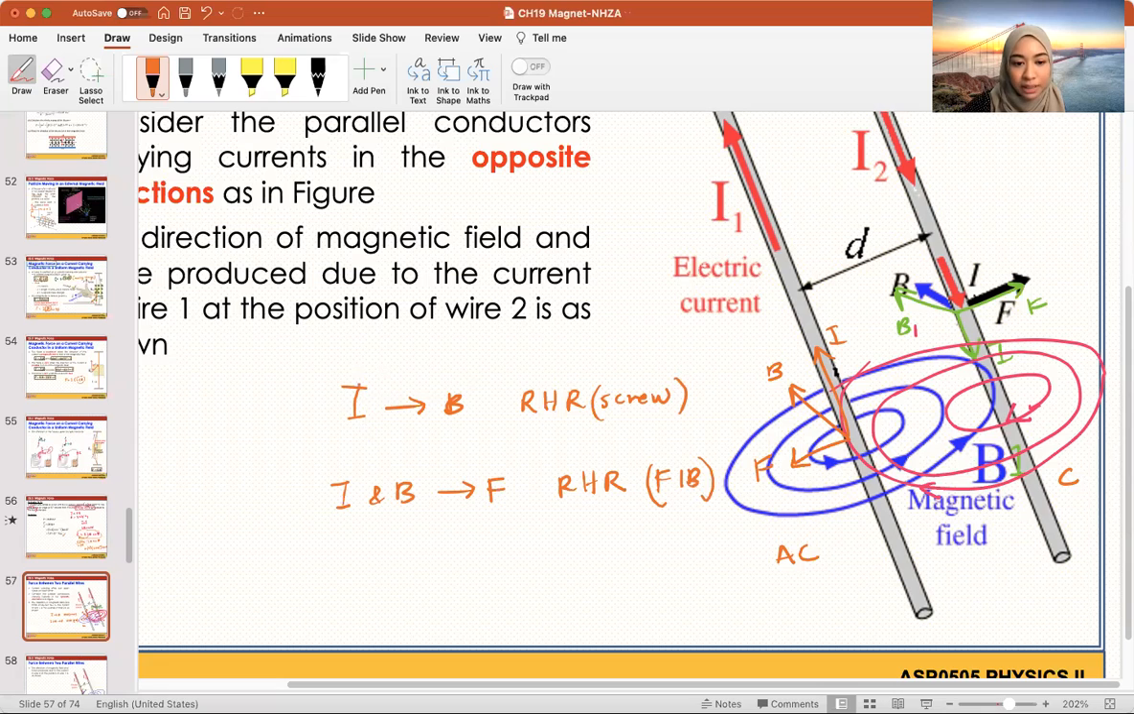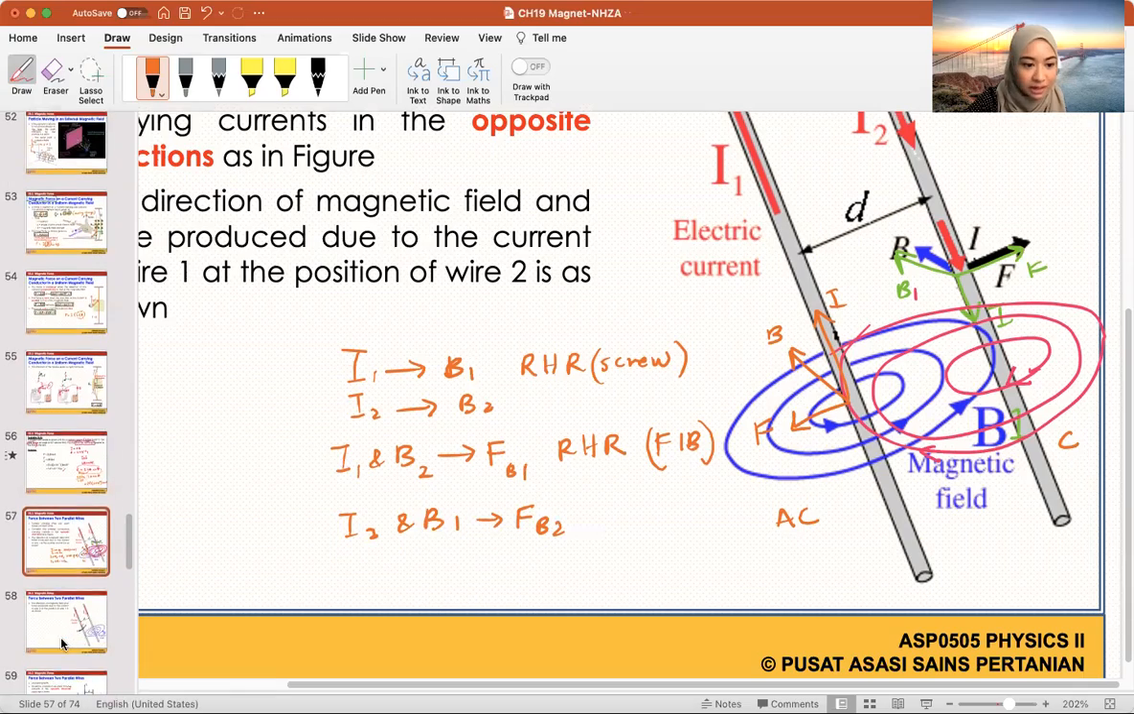The I from conductor number 1 gives me B number 1. I number 2 gives me B number 2. B number 1 intersects with conductor number 2. B number 2 intersects with conductor number 1. So what happens here is I1 with B2 gives me FB. I2 and B1 gives me FB. So this is FB1, FB2. Okay, so this is what's going on over here. Is everyone okay so far?